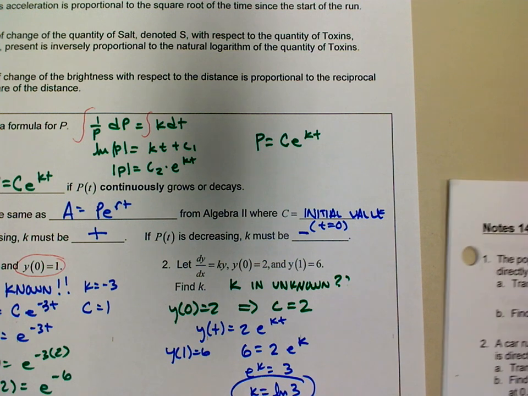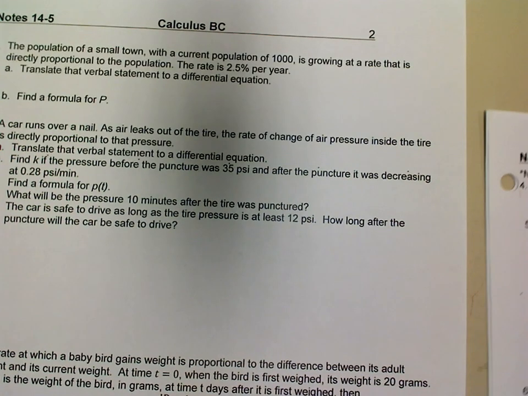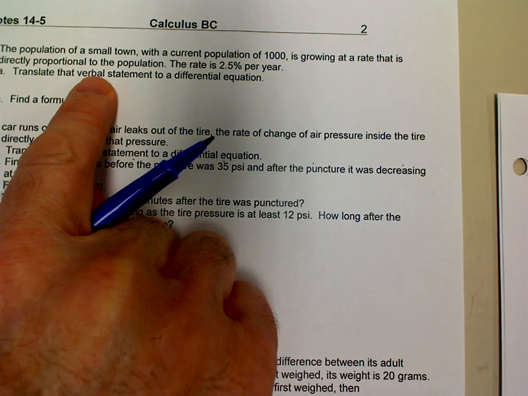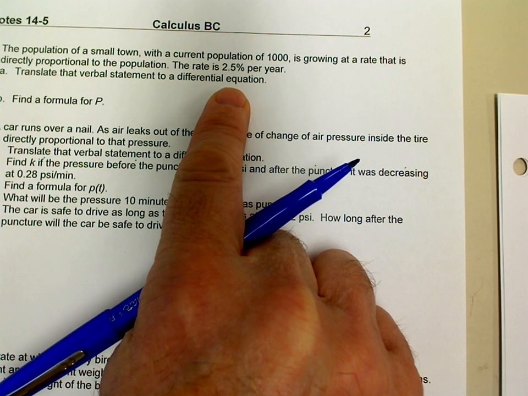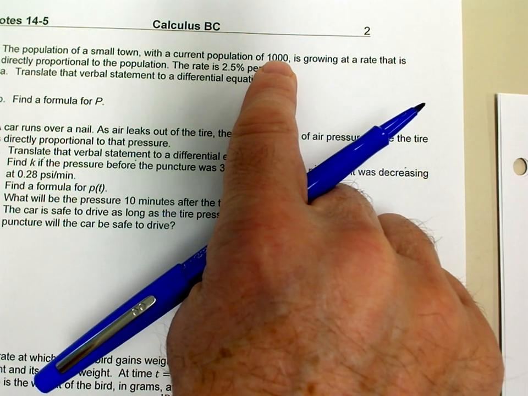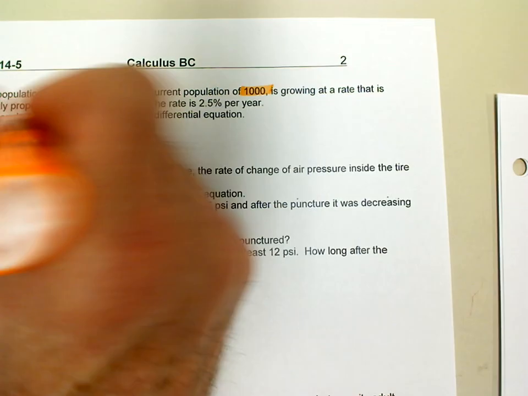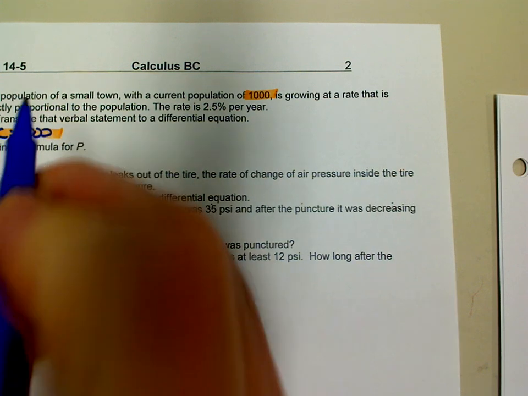Okay. Let's take a look at our problems for this section. Starting off with the first one that says we have a population of a small town with a current population of 1,000. It's growing at a rate that is directly proportional to the population. The rate is 2.5% per year. So what are they telling us? Number one, we know from this idea of the population is 1,000 that our C value at the beginning is 1,000.